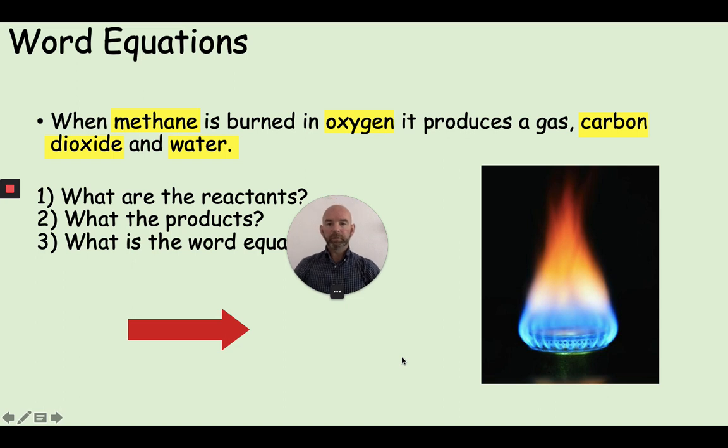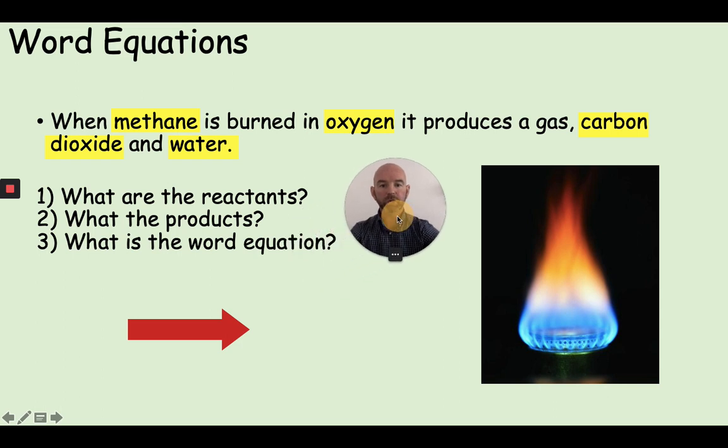So here's another one. When methane is burned in oxygen, it produces a gas, carbon dioxide, and water. So I want you to have a little look at that and see if you can decide what the reactants are and what the products are, and see if you can work out what the word equation is. So pause this now and have a little go and come back in a minute.